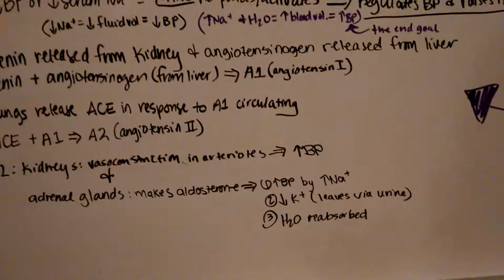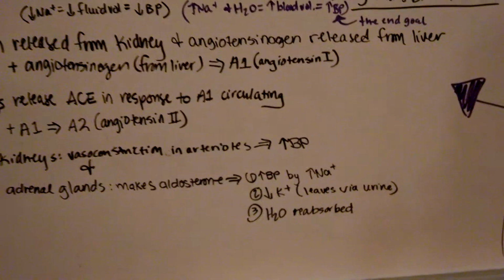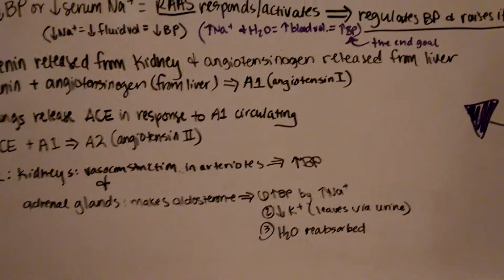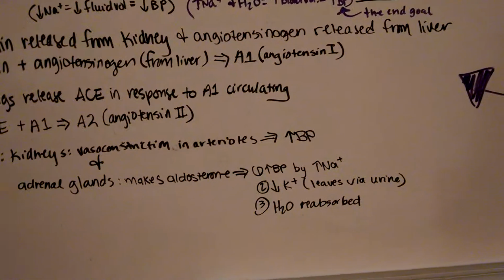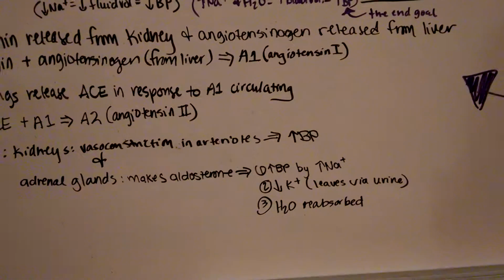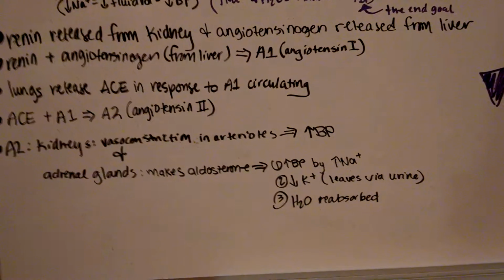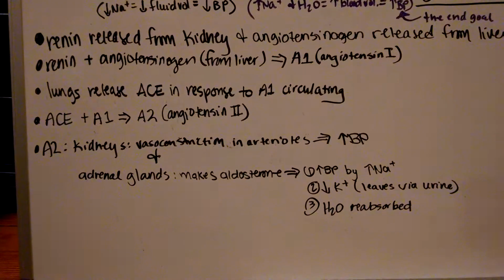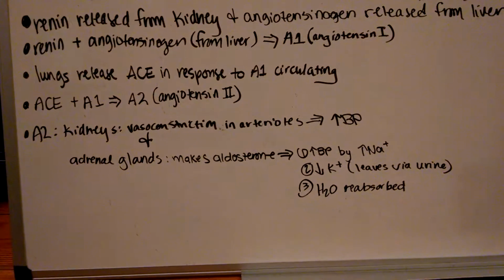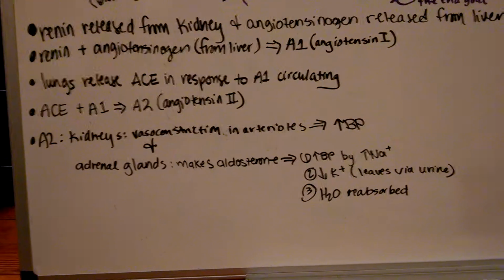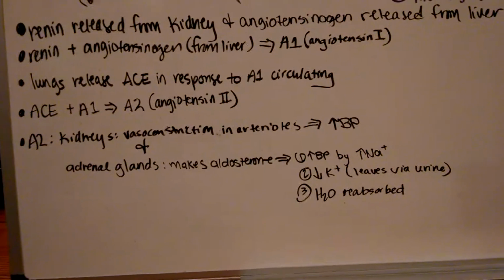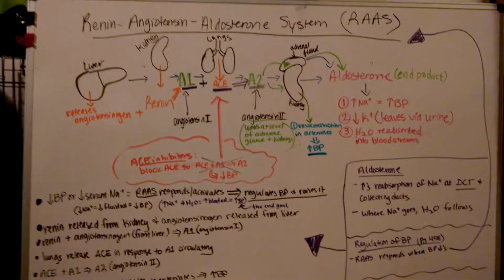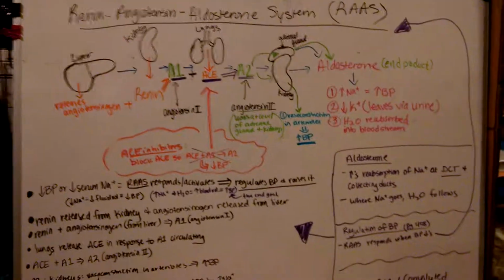More blood volume, so more blood in there, higher blood pressure. We're going to decrease our potassium because it's going to leave by urination. And then we're going to reabsorb water. And if we go the route of the kidneys from angiotensin 2, we're going to get vasoconstriction in the arterioles, and that will also increase our blood pressure. So this is the Renin-Angiotensin-Aldosterone System.